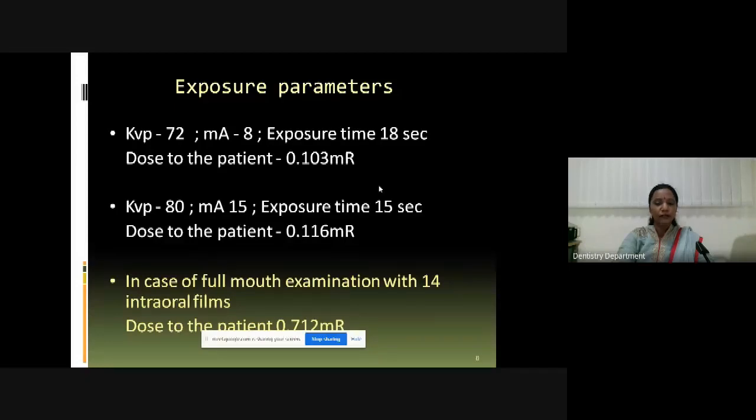Whereas in the case of IOPA, when we take full mouth radiographs with the help of IOPA, that is nearly 14 intraoral frames, the dose received by the patient is 0.712 milliroentgens. So the X-ray radiation received with the OPG is significantly lower and minimal when compared to the IOPA. This is a major advantage of OPG.